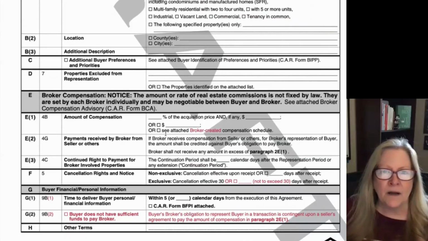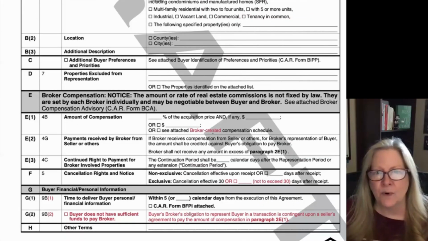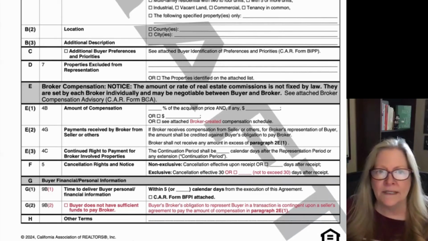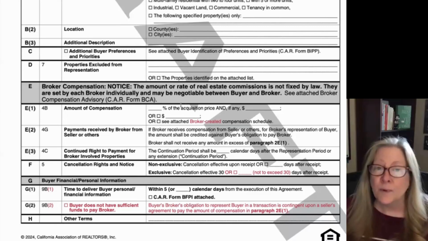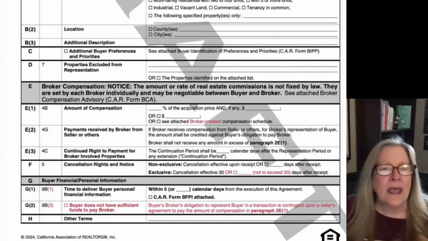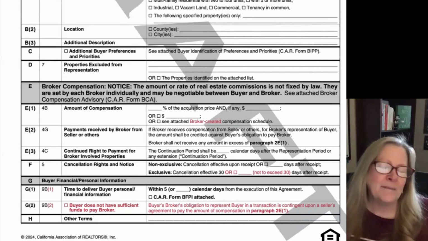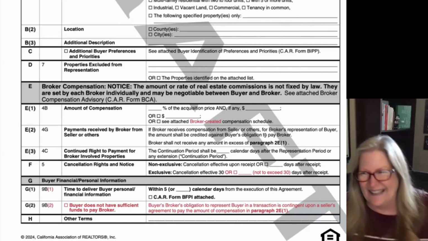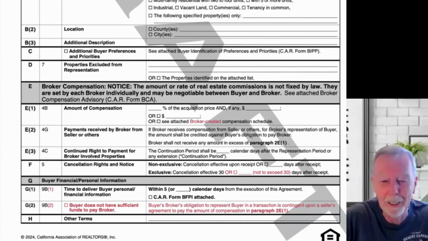There is a box here now to see attached broker created compensation schedule. So you can create your own compensation schedule, although most common is going to be that we're going to put a percentage in here. And Bob, I'm going to explain this how I normally do, and I want you to tell me if it's okay. I'll listen in. I'll correct you if I feel that you need to be corrected.